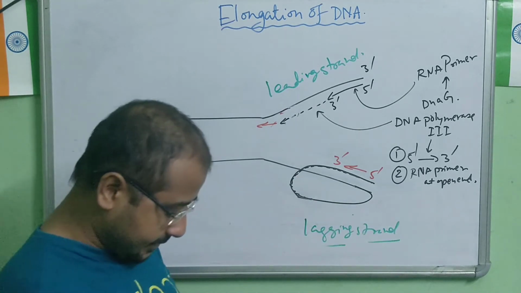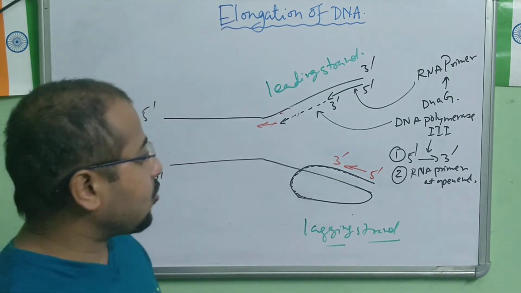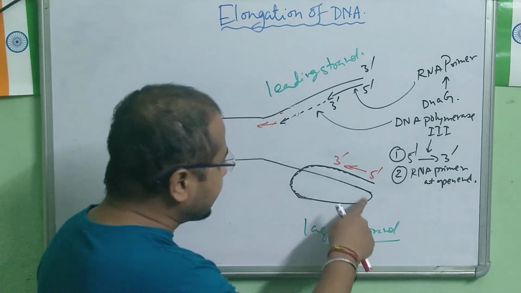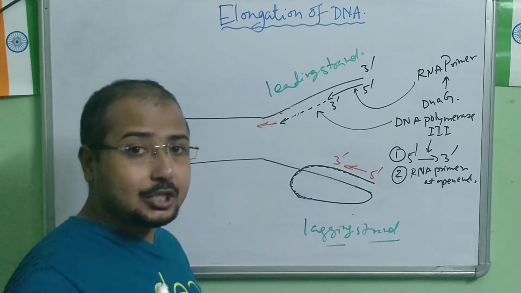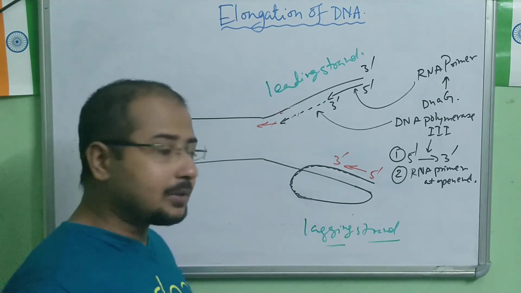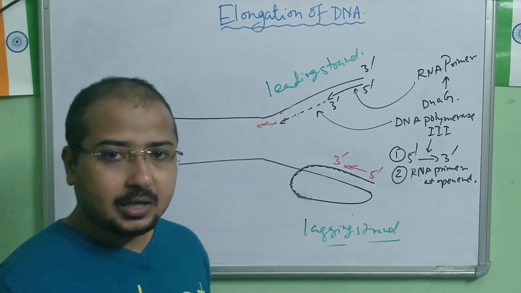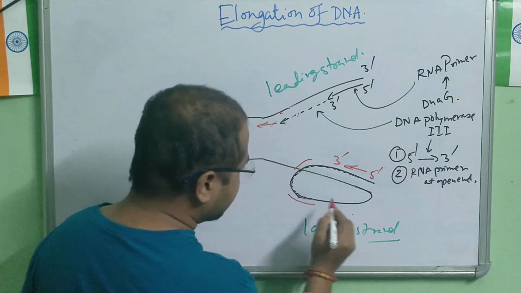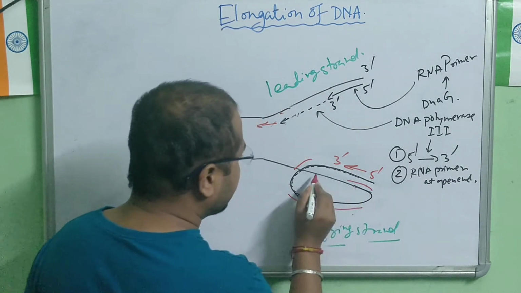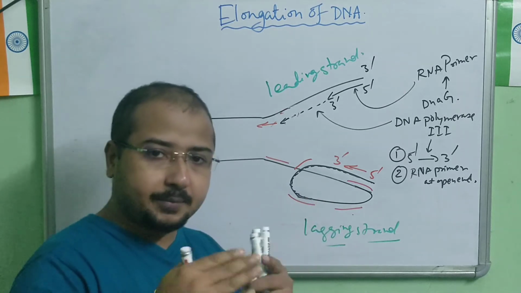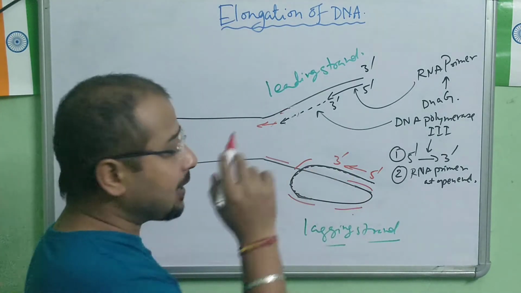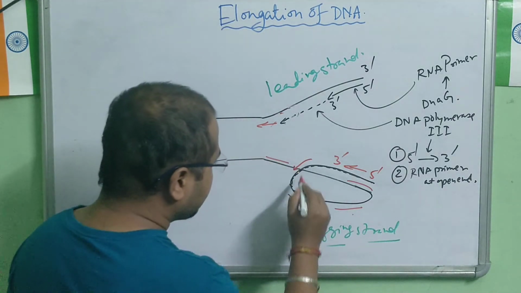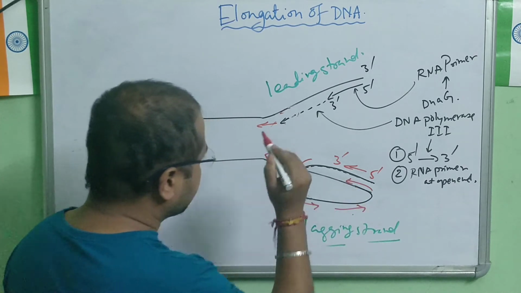Now, when the DNA gets this much length, numerous RNA strands develop here. Numerous primers, more than one primer, develop in this strand at different locations, at a particular distance. One primer develops here, one here, one here, one here and one here. These are the RNA primers that are developed here.